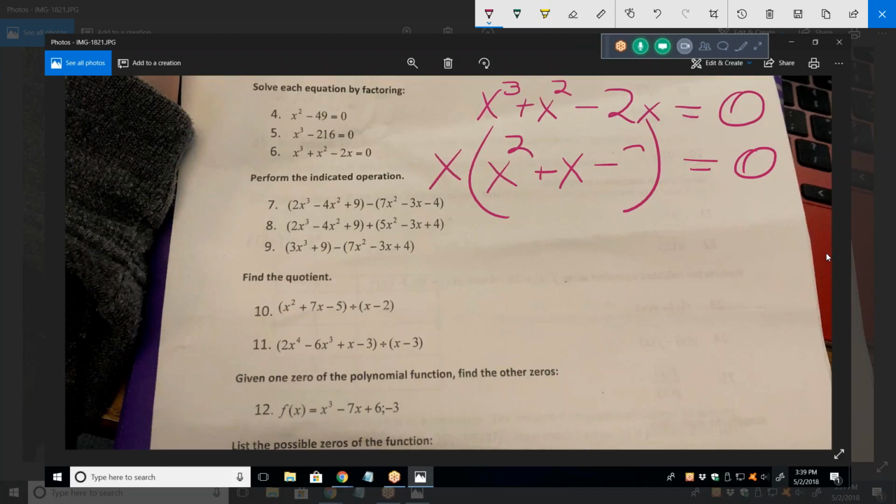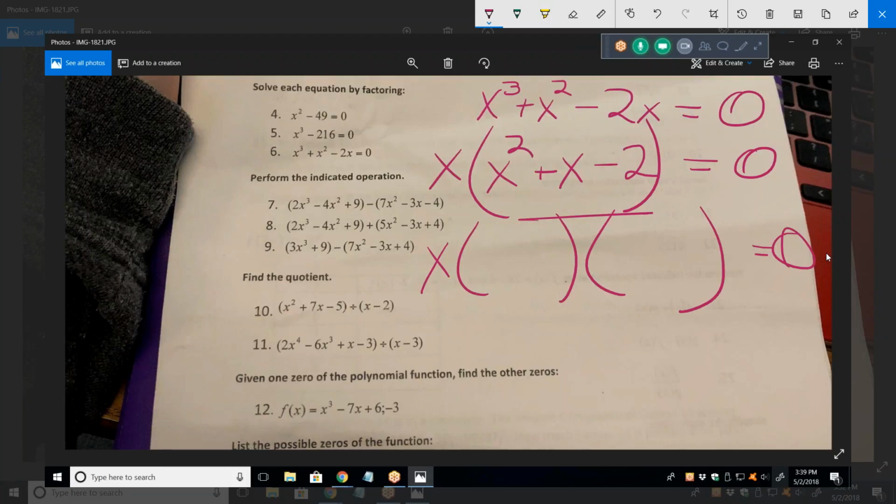Now, before you do the next step, the secret of math is always to check your answer. In other words, if I multiply x times this quadratic, do I get what I started with? Do it and tell me if you get what you started with. Yeah. Okay, then we've done it correctly. Now, can I factor that? Yes. Okay, into what?